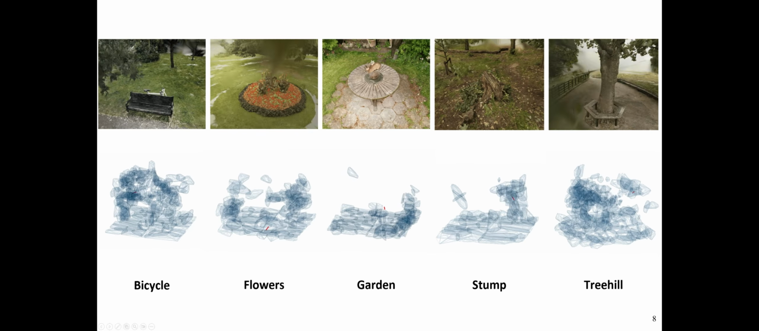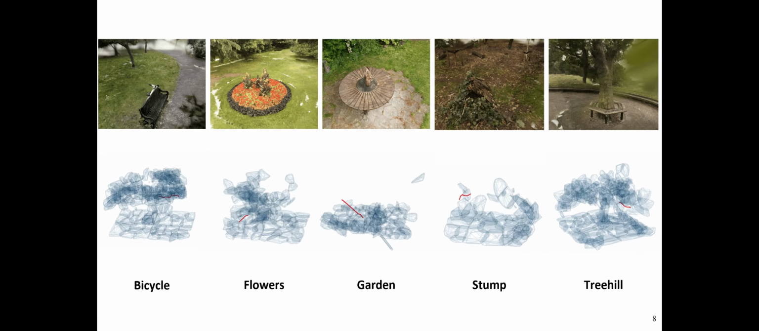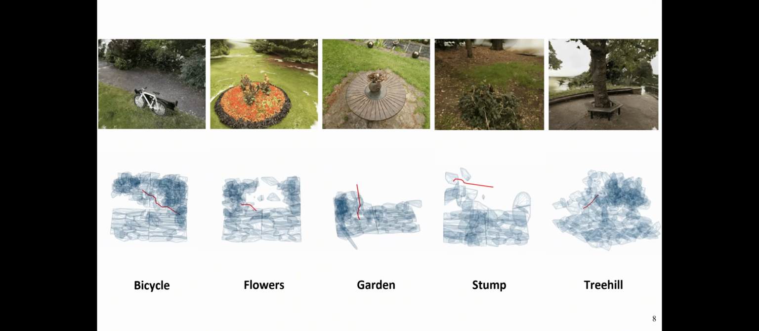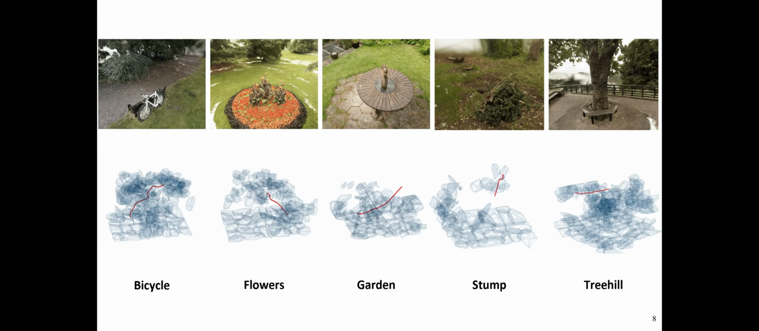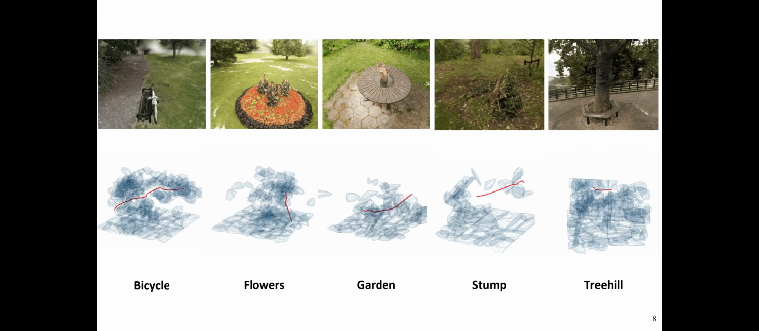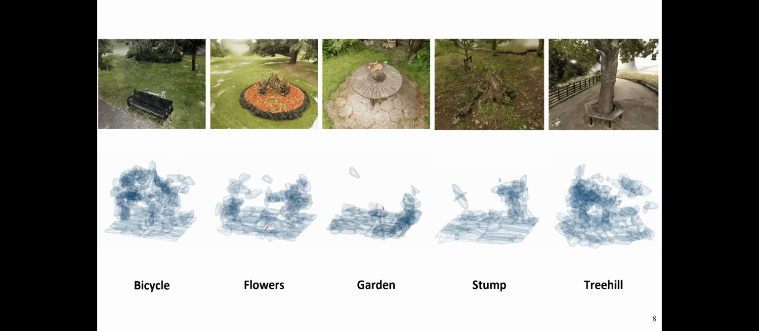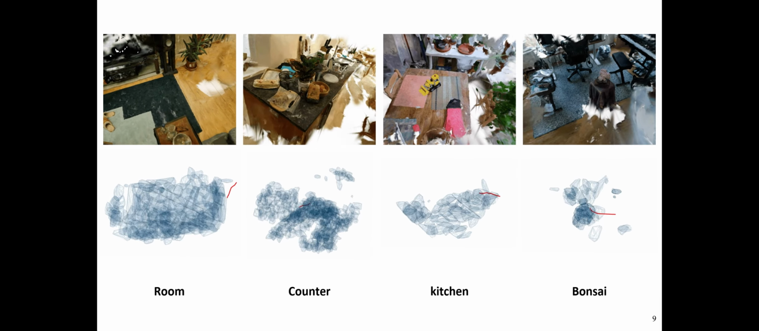We also perform simulations on the Mip-NeRF 360 dataset, a standard dataset for 3D reconstruction that contains 5 outdoor scenes and 4 indoor scenes. This slide shows one simulated trajectory in each of the 5 outdoor scenes. Only a small subset of all the polytopes in the scene is visualized for simplicity. The indoor scenes are visualized here, with one simulated trajectory in red likewise.